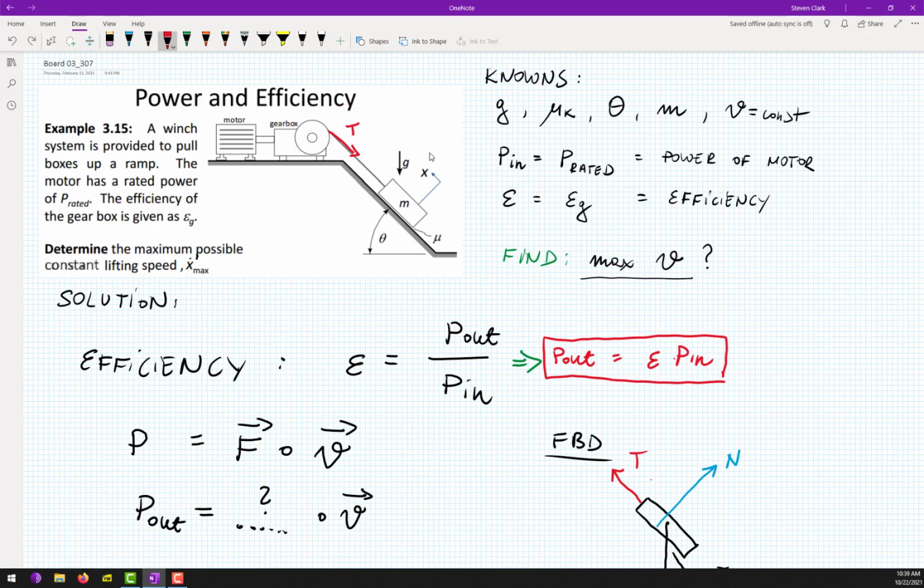Yes, that's correct. Thank you for your help. Yes, exactly. I'm going to put T in here, because this is exactly what our motor generates. This is P out exactly. Okay. So let's find that T.